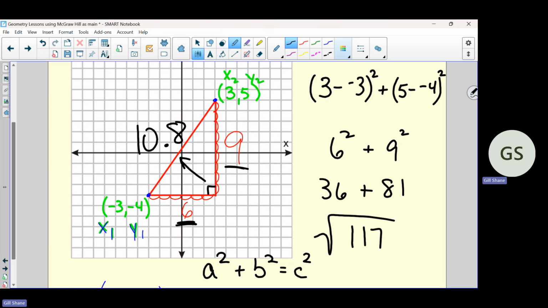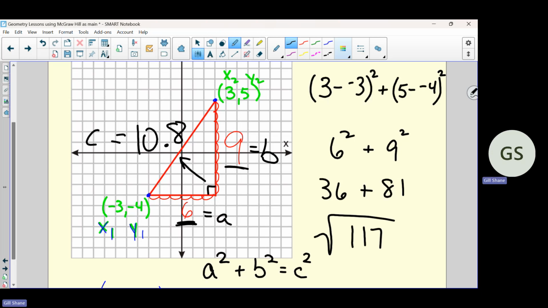So if I know two of the sides, so I knew one side was 6, one side was 9, I can say a squared, so 6 squared, plus b squared, so 9 squared, equals c squared, and then I took the square root of it to get c. So we would say 6 is side A, 9 is side B, and we solved for side C. I do it that way.